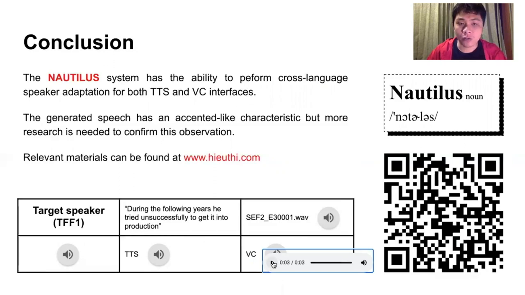So our robot system can do both at the same time without having to do any extra step, and the performance between the text-to-speech and voice conversion is very consistent. And they have accented, like speaker characteristics, that we want to explore more in our future work.